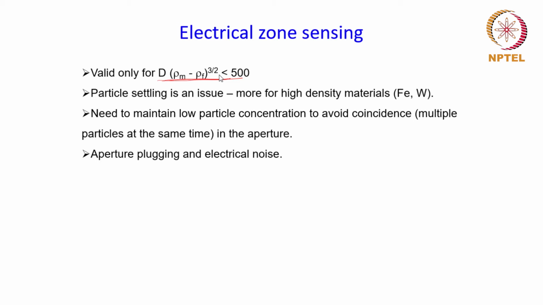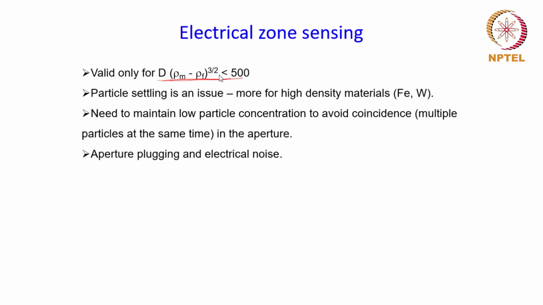And in this technique, particle settling is an issue, and that is particularly so for high density materials like iron and tungsten, which can settle down easily because of their higher density. And you also need to maintain a low concentration of particles to avoid coincidence in the aperture. Coincidence means multiple particles entering at the same time into the aperture.